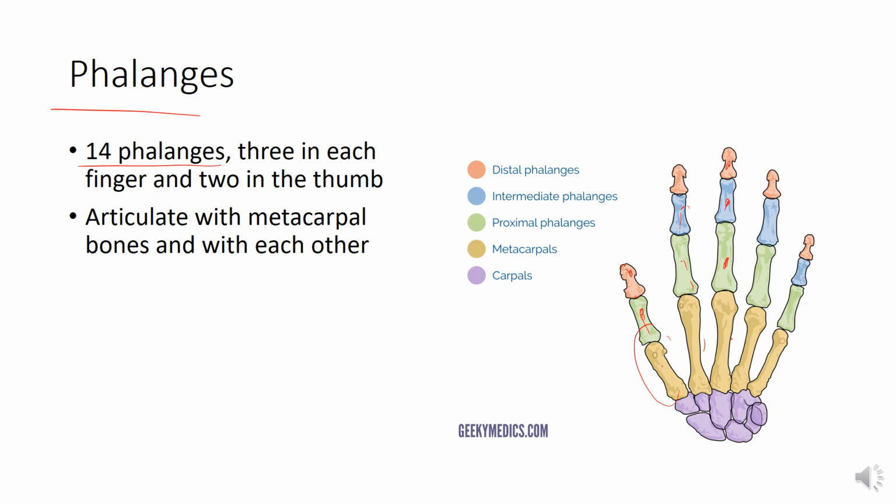They articulate with the metacarpal bones at the metacarpophalangeal joint, and with each other at the interphalangeal joints. So these are the proximal interphalangeal joints, and these are the distal interphalangeal joints. So there is only one interphalangeal joint in the thumb.